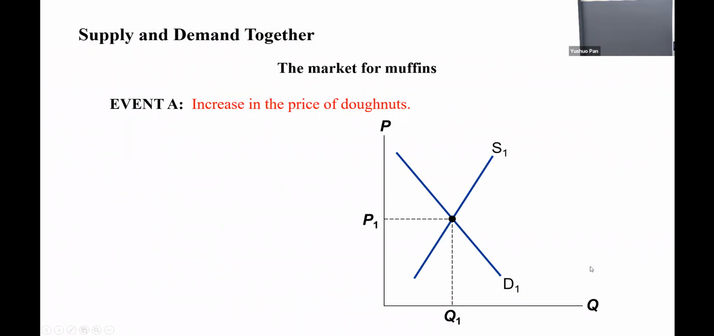Supply and demand together. So the event is increase in the price of donuts. And again, you need to focus on the market here. What market is really important? If this is the donut market, then the result will be totally different. But this is the market for muffins, and the event is the increase in the price of donuts. What will happen in this market? What determinant is it? Increase in the price of donuts.